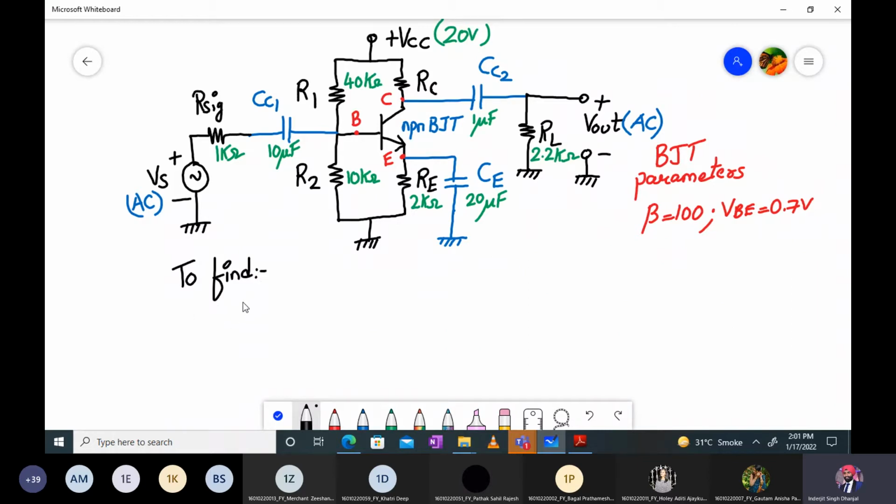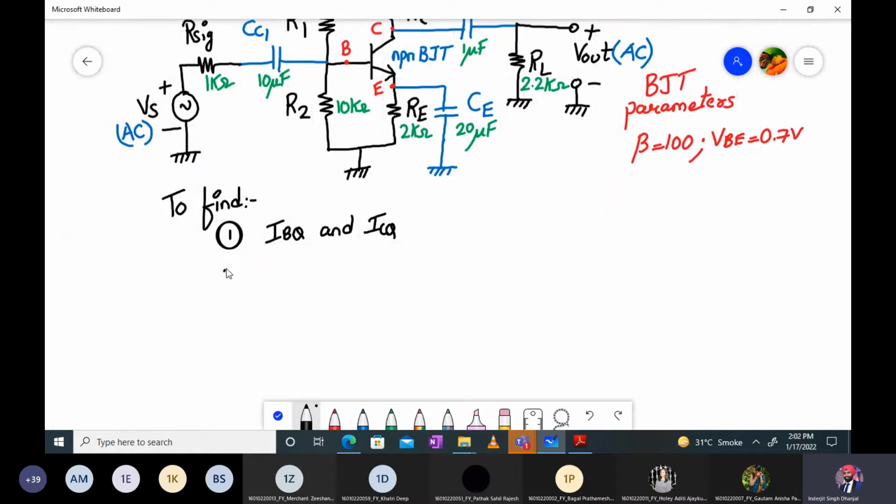We'll go systematically. First, we have to find the IBQ and ICQ values. Next, we have to find rπ and gm. Next, they are asking us to find fL of CC1, fL of CC2 and fL of CE. They will ask you the individual lower cutoff frequency due to external coupling capacitors. They might use this language also. So you have to find it in this manner.